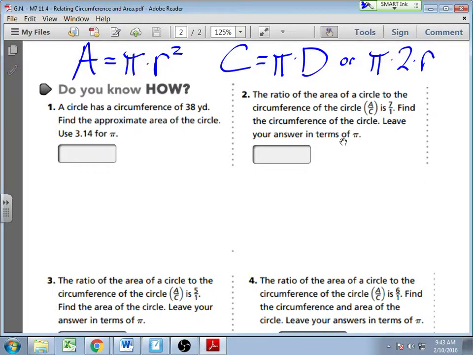All right, let's bring it back together. You have 30 seconds left, but I'm going to go ahead and bring us together so we have time to cover all of these. Bella, can you walk me through your process for number 1?